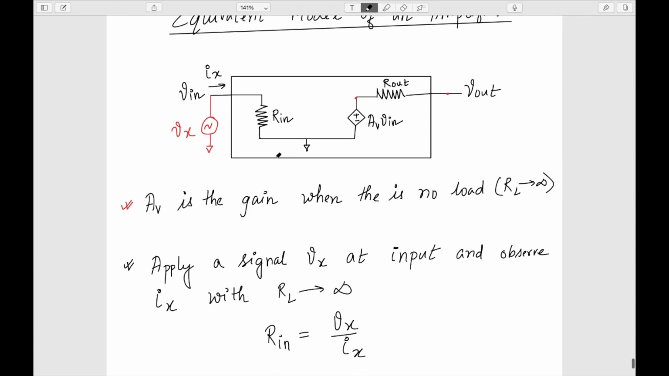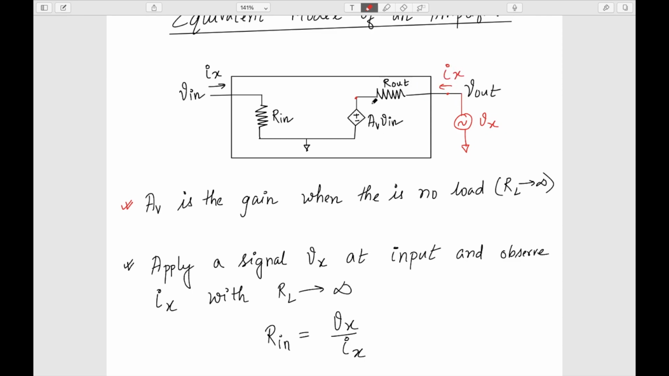Okay, so now we have estimated R in and AV. Looks like these are very simple parameters. So now we want to estimate R out. Okay. So if you see, this R out is at the output side, and of course here also I can apply some signal at the V out node, and see how it is behaving. Okay, so let's consider that. Let's apply a signal again Vx at the output node. Okay, and let's observe what is the current flowing through this.